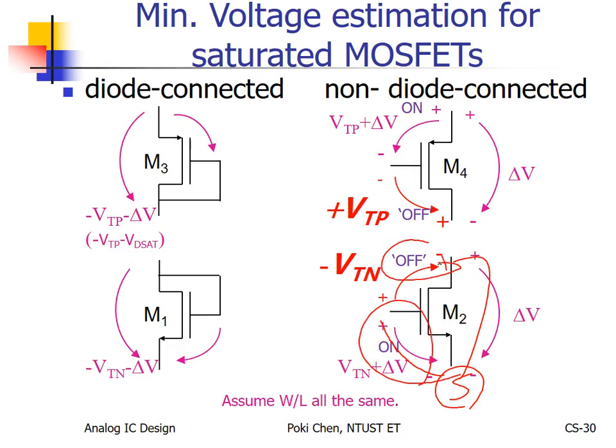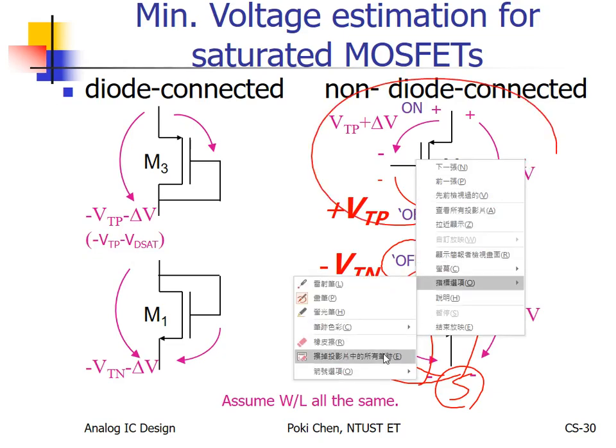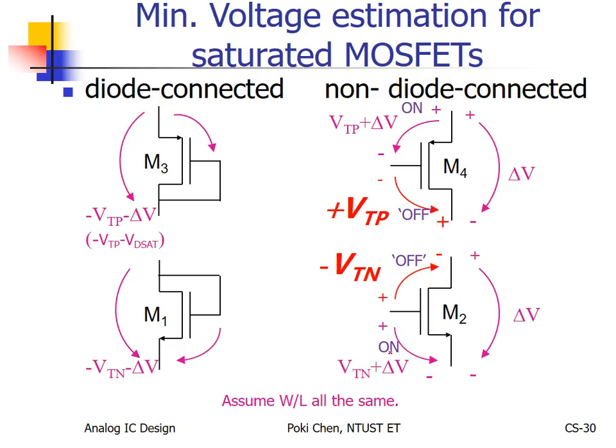That's it. And how about the PMOS? The same, with similar reasoning. You will see the gate should be one VTP and one delta V lower than your source. And how about the drain?